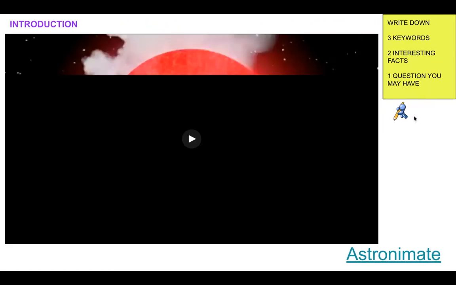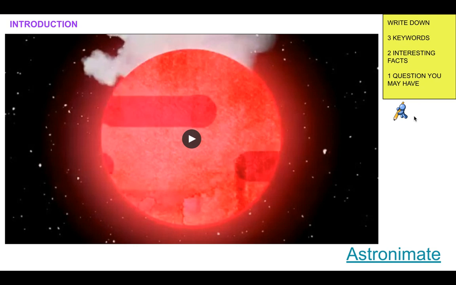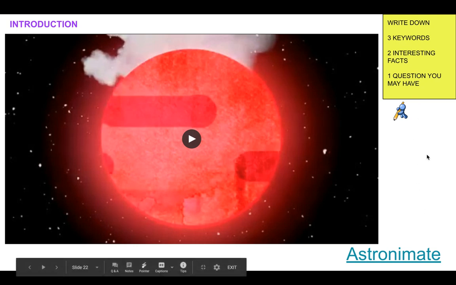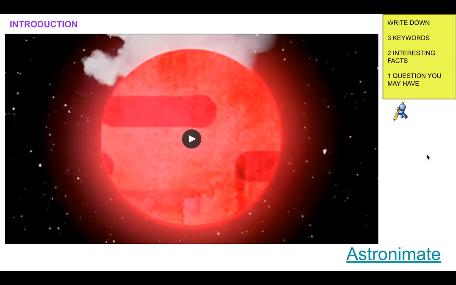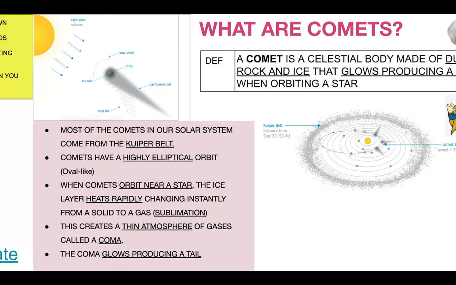Now, this video, I'm going to send it on to you. It's really good. It talks about the different types of celestial bodies in our solar system. What you need to think about there are just three keywords that you saw in the video, two interesting facts, and one question that you may have. Okay, write all of that down into your small copy.